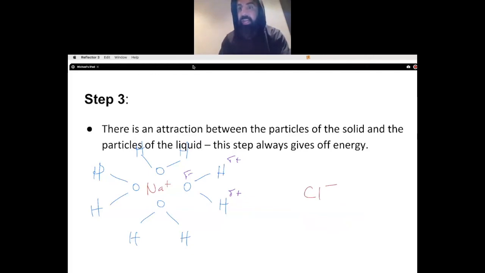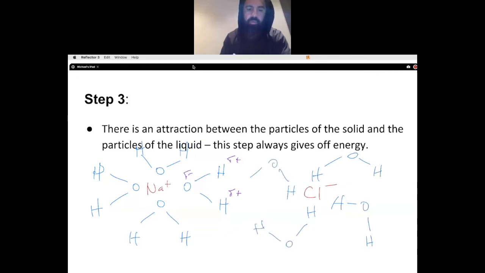Now, we have chlorine on the other hand. Chlorine being negatively charged, let me try to keep the colors consistent, it will have the hydrogen part of water surrounding it, because in a water molecule, right, as we said, the hydrogens are slightly positive. So the slightly positive hydrogens are going to surround the Cl negatives.